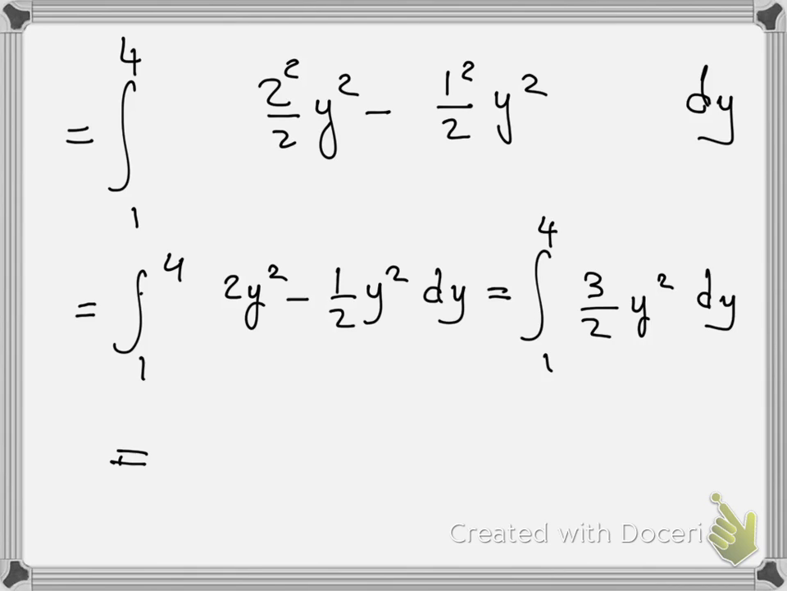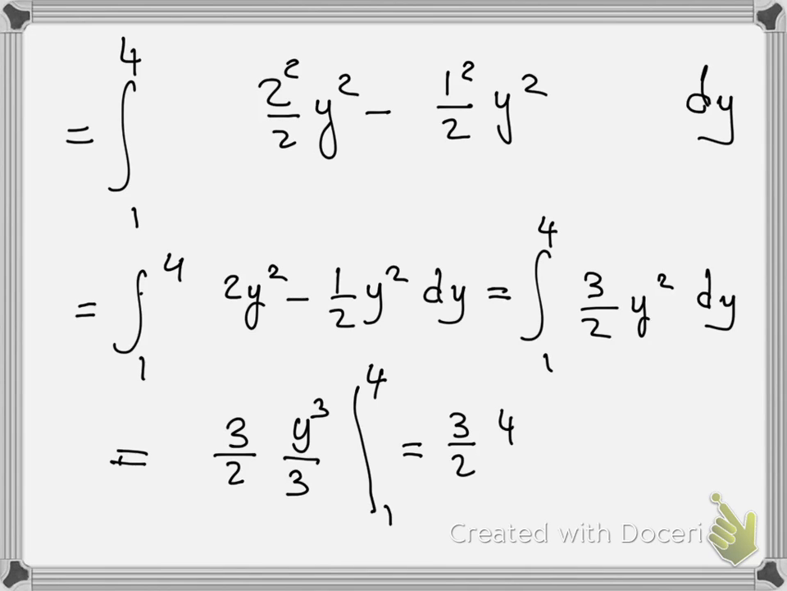So what will be the integral here? It's 3 halves, which is constant, times integral of y squared. Integral of y squared is y cubed over 3, of course. Right? And we evaluate, so the integral between 1 and 4. So first replace y by 4. So that's 3 halves, 4 cubed over 3 minus 3 halves, 1 cubed over 3.